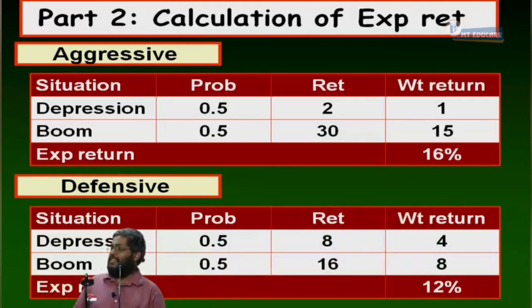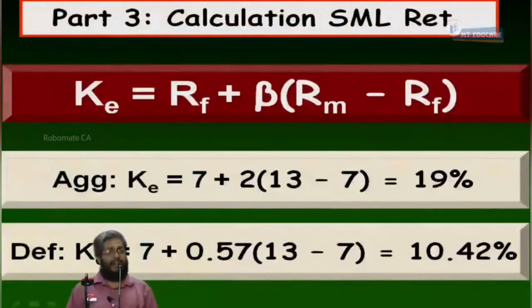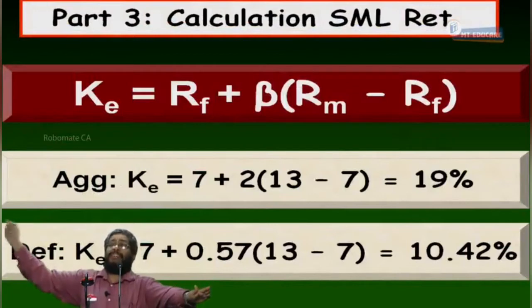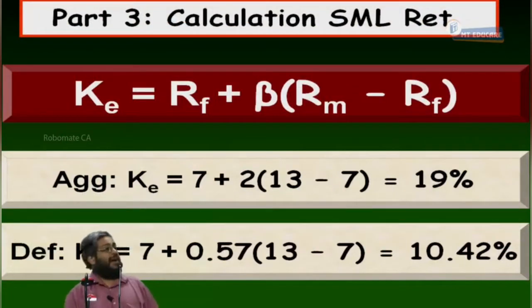Similarly, for the defensive share, I expect it to give how much return? 12%. But for its risk, I want only how much? 10.42%. For its risk, I want only 10.42, but it is expected to give me 12%. It's a good buy, because it is expected to give me more than what I want for the given level of risk. Are you following what I am saying?